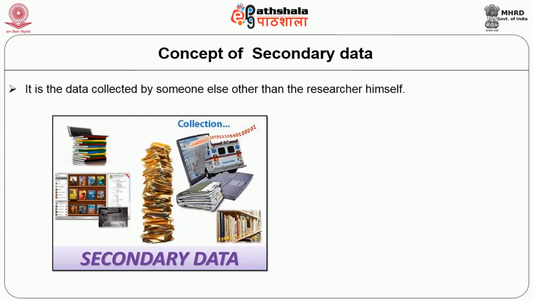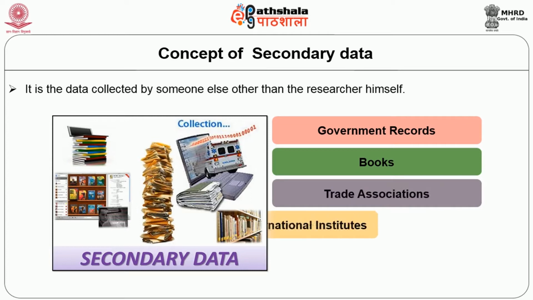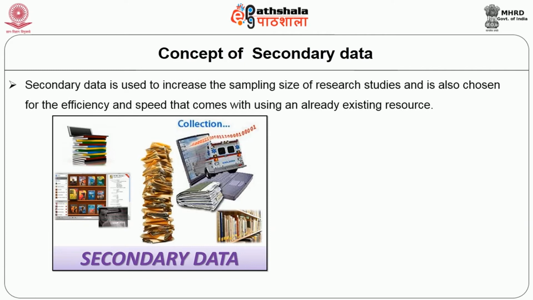Concept of secondary data. Secondary data is the data collected by someone else other than the researcher himself. This data can be gathered from government records, books, trade associations, national or international institutes, statistics agencies, etc. Secondary data is used to increase the sampling size of research studies and is also chosen for the efficiency and speed that comes with using an already existing resource.